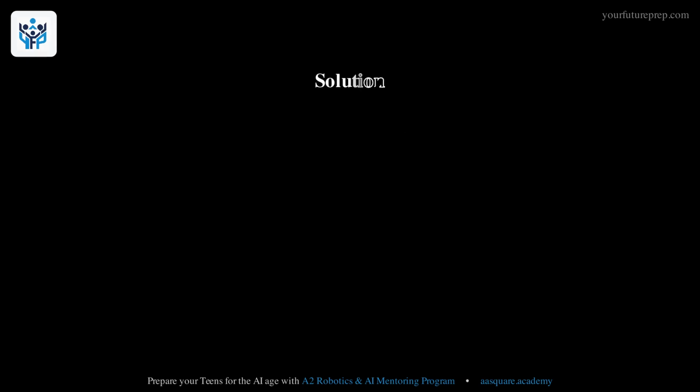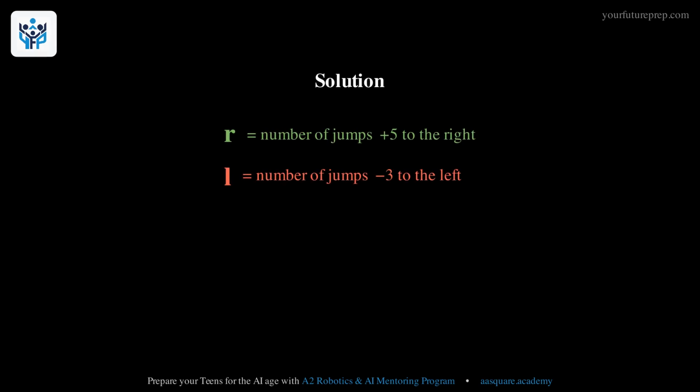Let's call R the number of jumps of 5 to the right, and L the number of jumps of 3 to the left. Each right jump moves her +5, and each left jump moves her -3. Her total displacement must be 23 to the right. So 5 times R minus 3 times L equals 23. And we want to make the total number of jumps, R plus L, as small as possible.